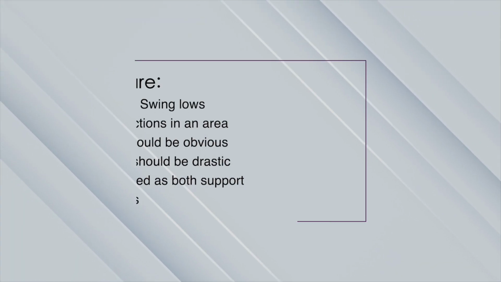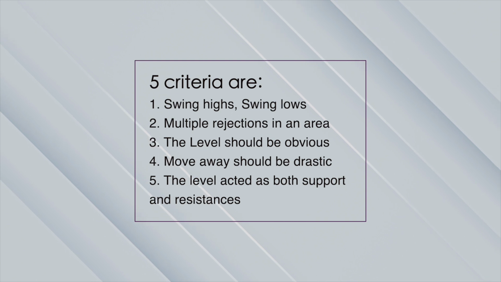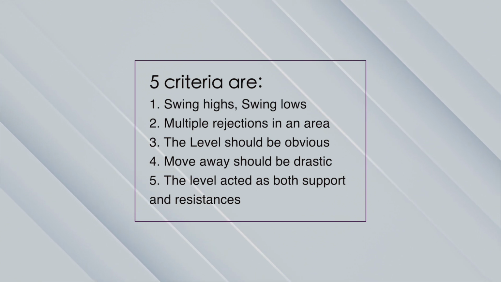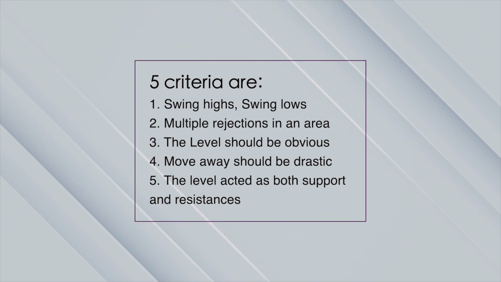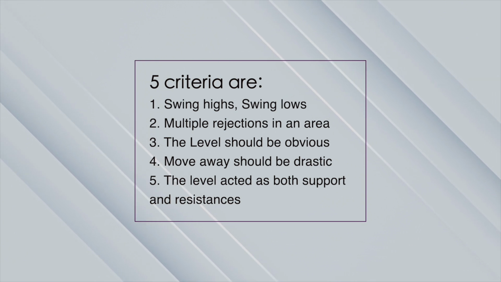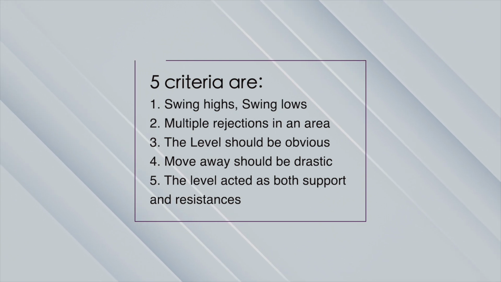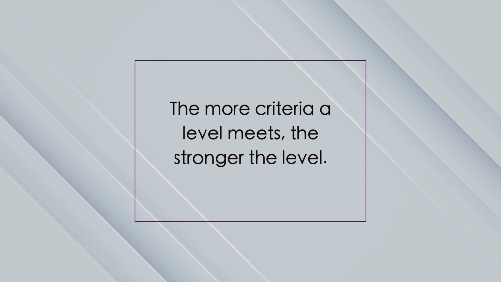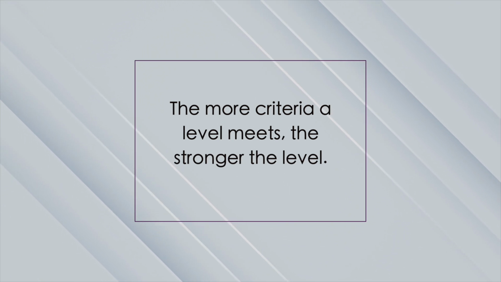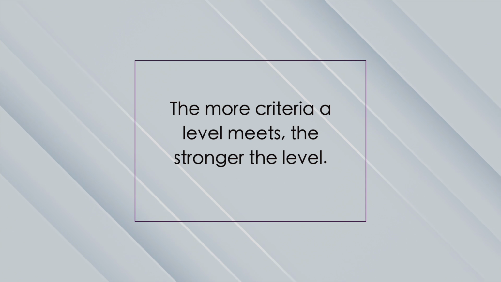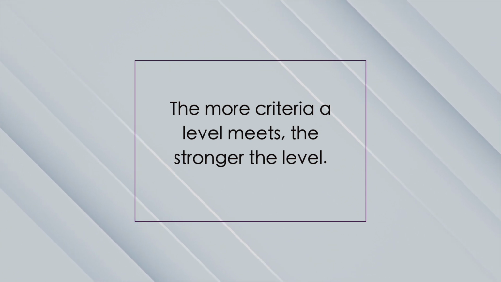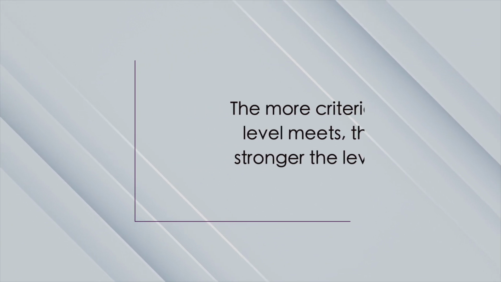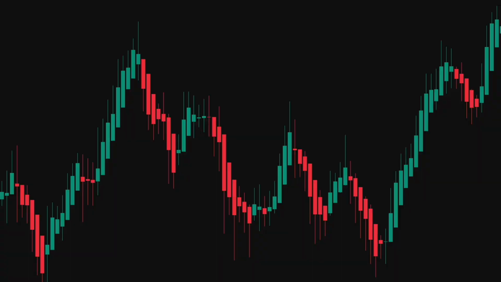To recap, the 5 criteria are: swing highs and swing lows, multiple rejections in an area, the level should be obvious, the move away should be drastic, and the level acted as both support and resistance. You do not need all 5 criteria, but the more criteria a level meets, the stronger the level. To keep things simple, at InvestorHubX we score each level. Each criterion met earns 1 point. Higher score, better level. Support and resistance are not predictions.